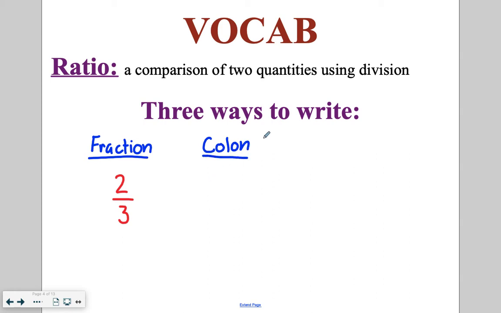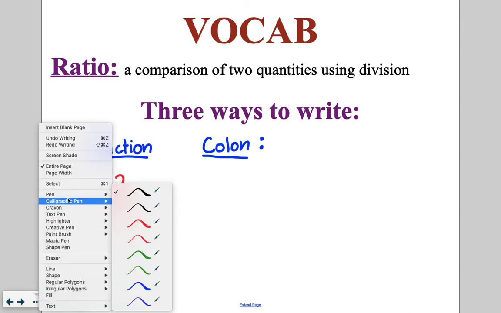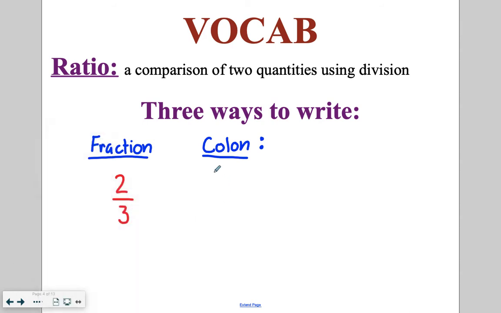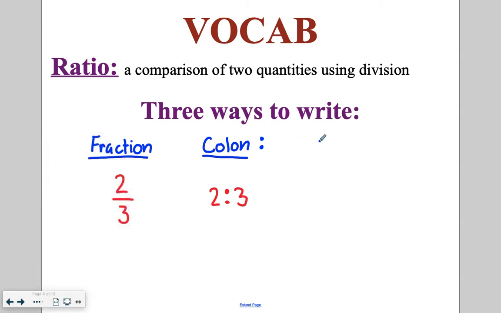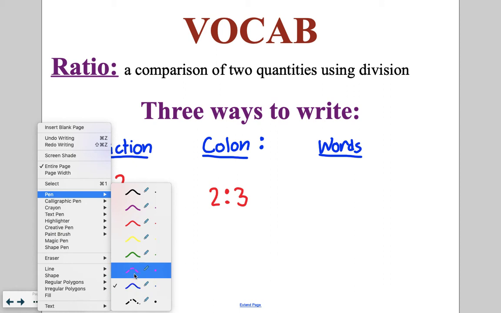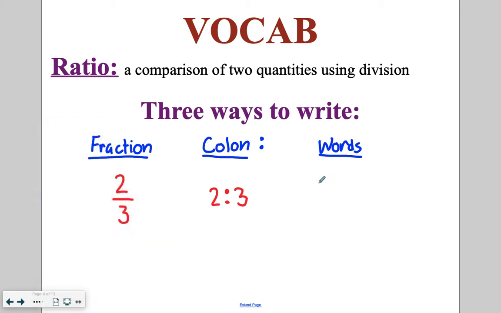The next format that we can write our ratios in is what's called the colon format, and that's where we use a colon, which is these two dots, just like I have up here. If I was going to write 2/3 as a ratio using the colon, I would have 2 colon 3. And then the last format that we can write ratios in is words. So writing it out in a full manner using our words. So we would say 2 to 3. So the ratio of 2 to 3.